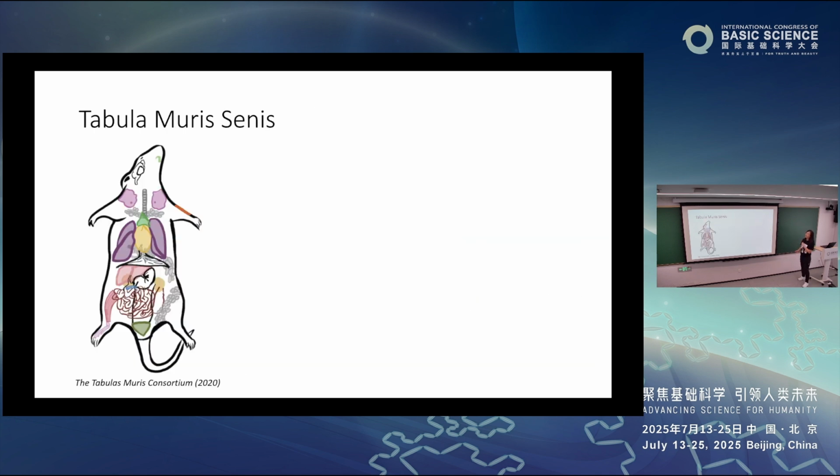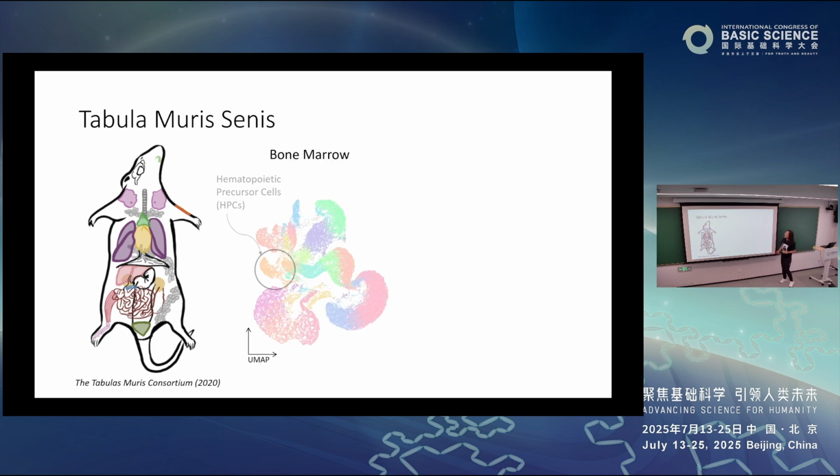And then finally, let's look at aging. So we looked at data from a consortium called the Aging Mouse Consortium, Tabula Muris Senis. What they do is they take mice from different age strata and then do single-cell sequencing of all of their organs. And we specifically looked at the bone marrow, and specifically at the hematopoietic precursor cells in the bone marrow. Why did we do that? Because these are the stem cells that help you regenerate your blood.